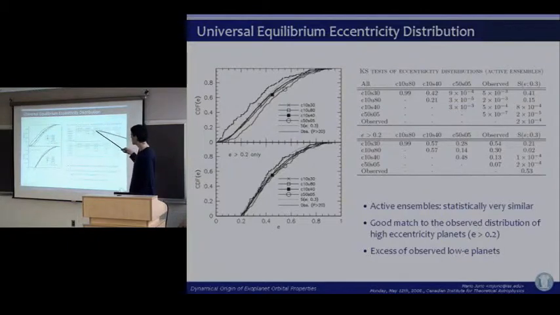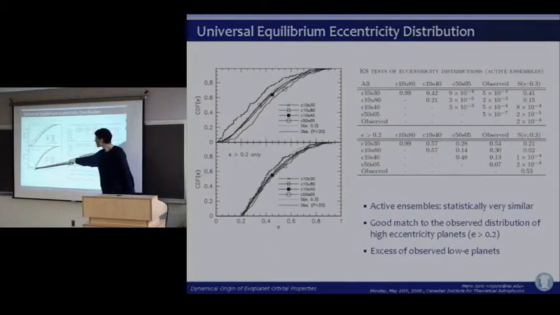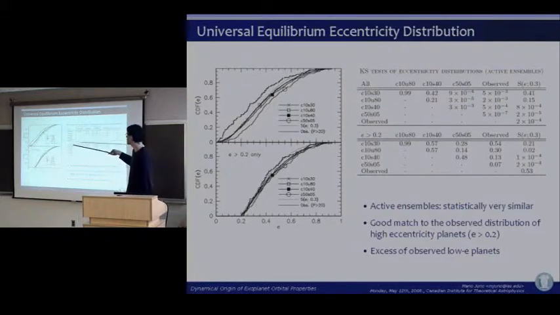The ensemble that started with 50 planets is a bit worse because it actually has more high eccentricity planets than the others. If you limit yourself only to high eccentricity planets, then you get a much better agreement. This is the bottom plot, planets from 0.2 eccentricity and above. Especially interesting is that this is also the distribution that we see in the observations. So they're a good match to the observed distribution of high eccentricity planets.